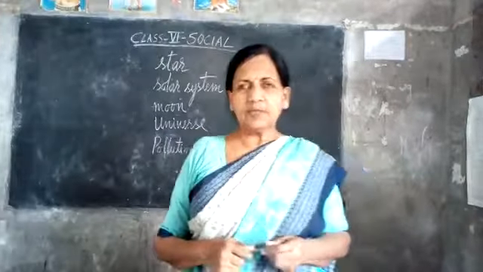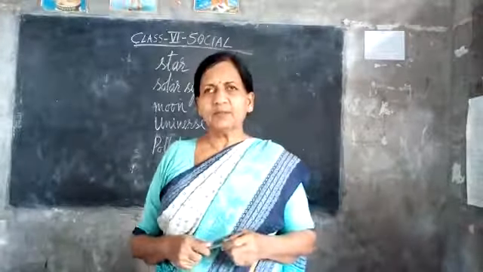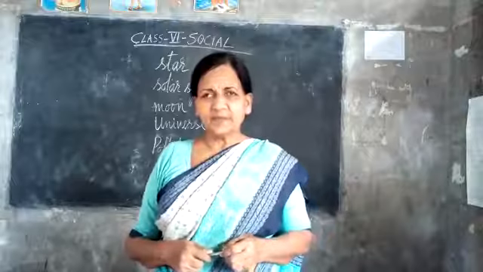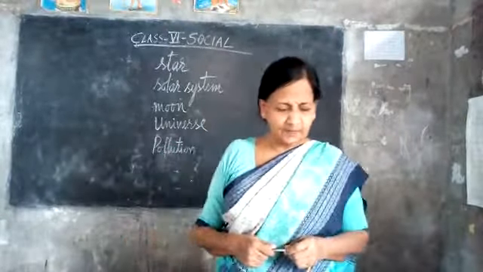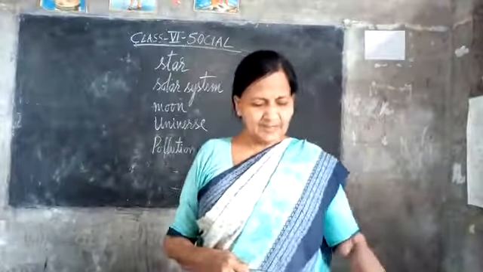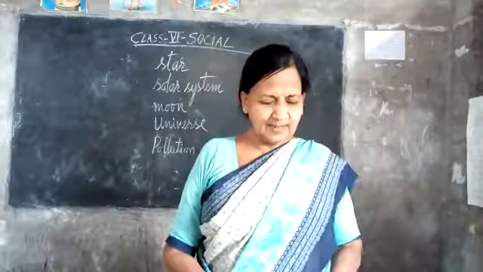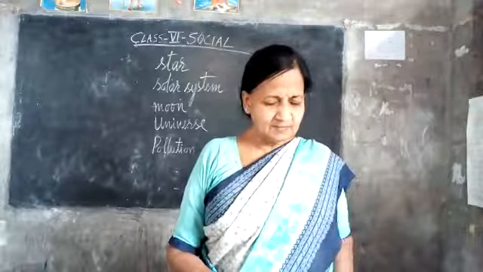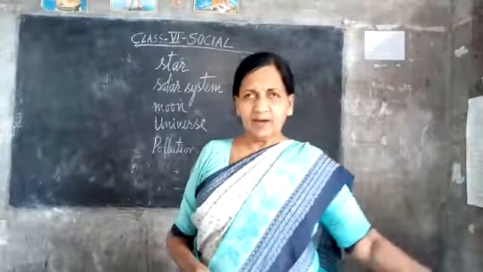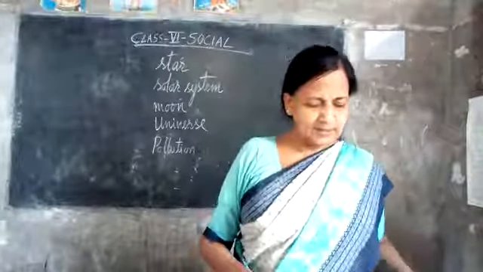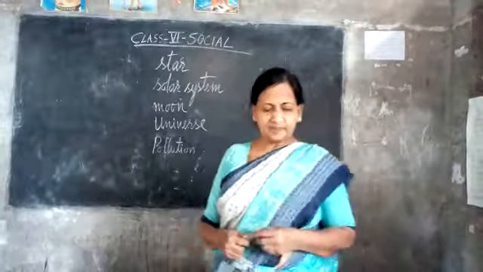Children, today we are going to the second part of the lesson, of your first lesson in the social studies textbook. What is the name of the lesson, children? Our Earth in the solar system.